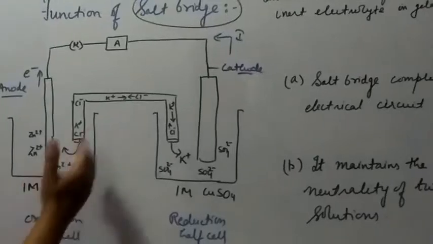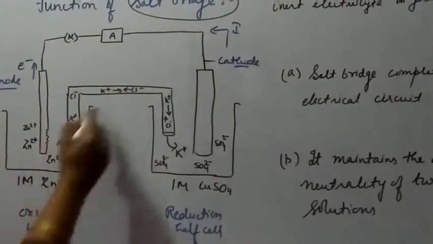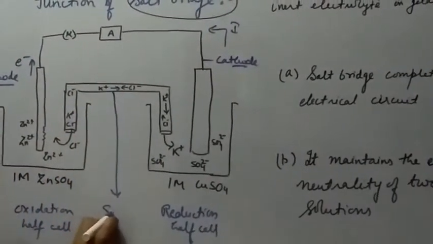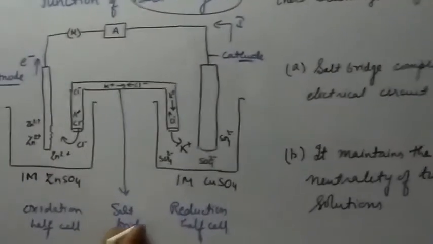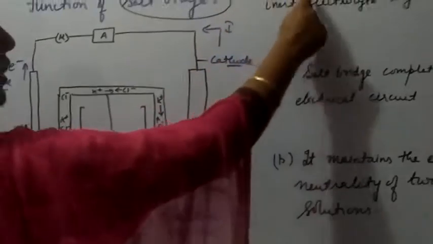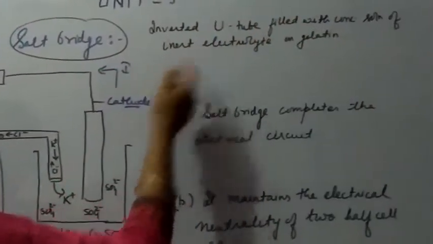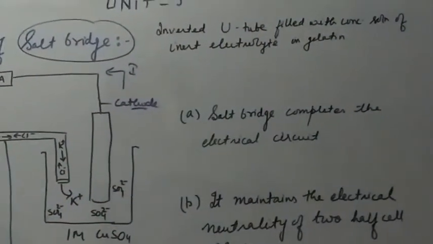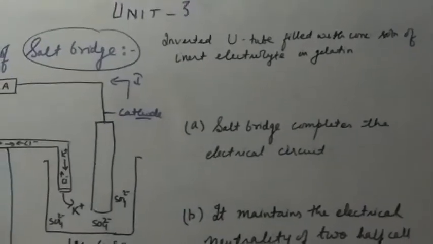Right. Now we have it. What is the use of this salt bridge? This is the salt bridge. Right. So as I said earlier, the salt bridge is an inverted U tube filled with a concentrated solution of inert electrolyte in gelatin or agar.